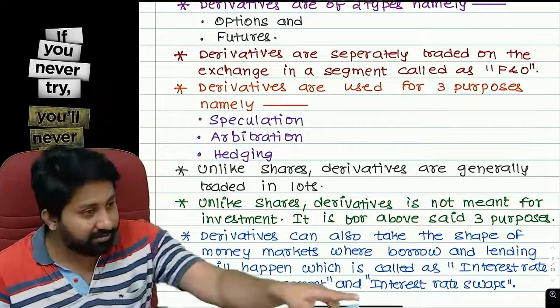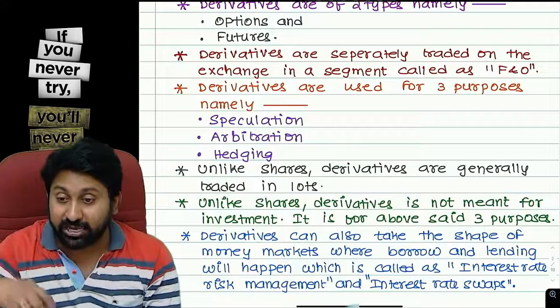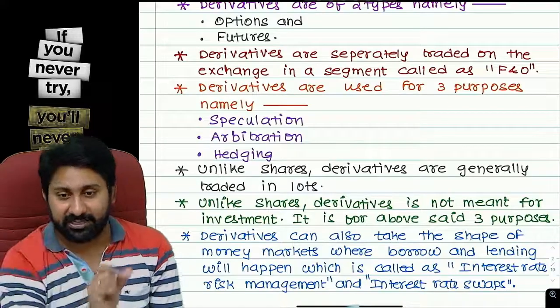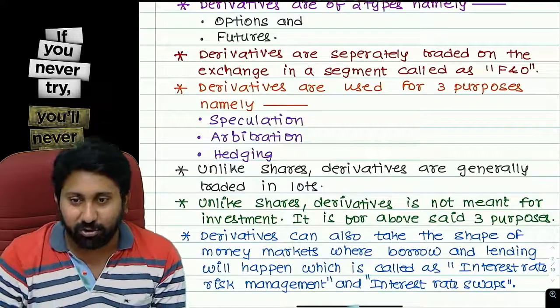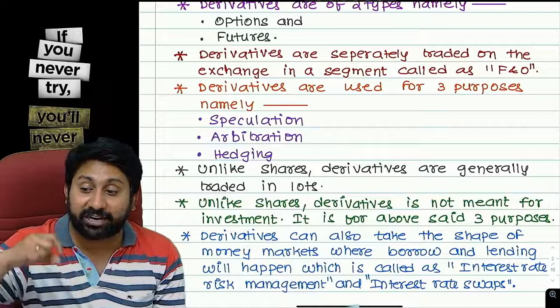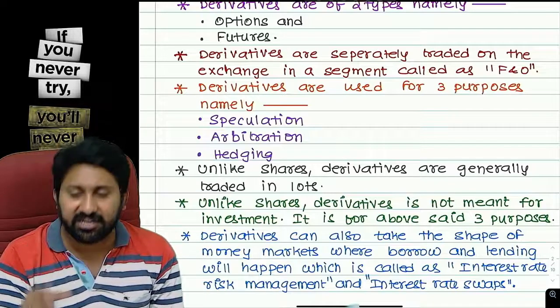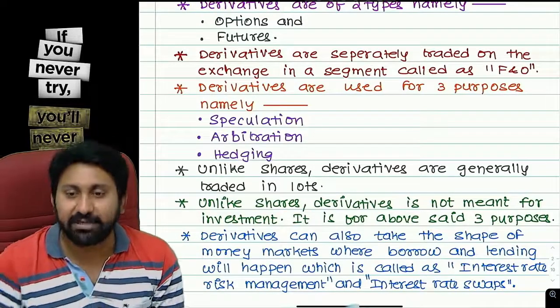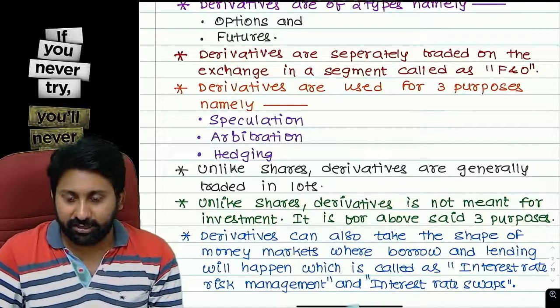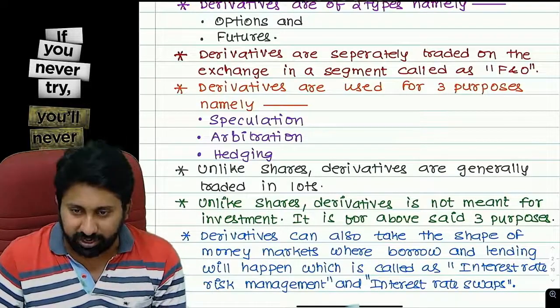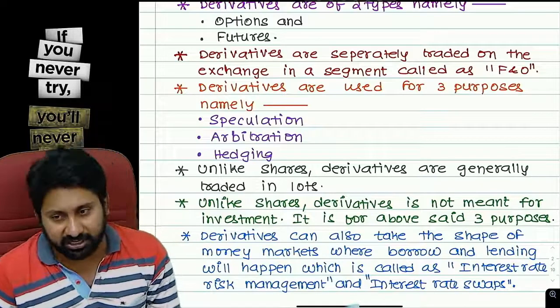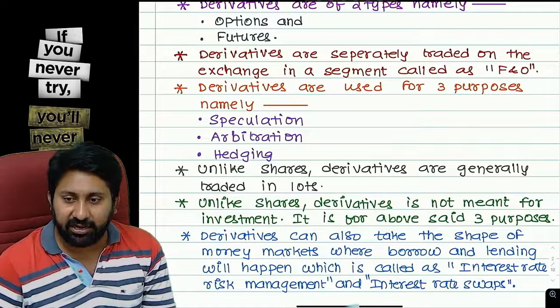That's why if you see one of the latest problems, they used "calculate the perfect hedge." When they do the binomial model, they will use the words "calculate the perfect hedge," because an option is essentially a hedge instrument. Hedging means risk reduction strategy.